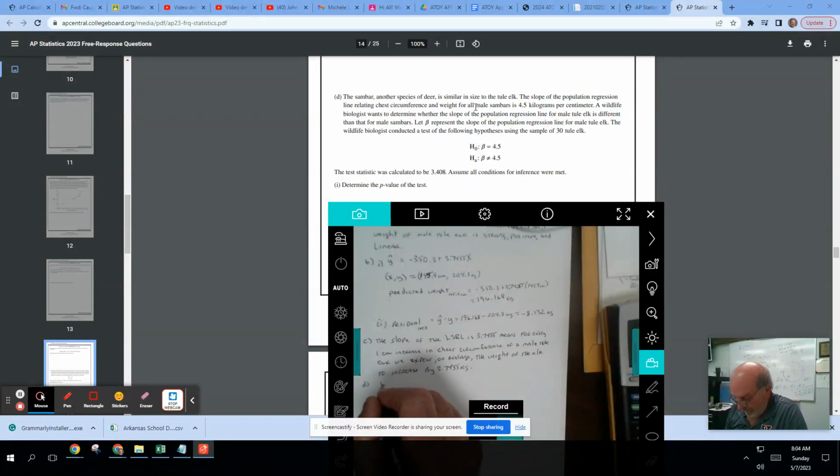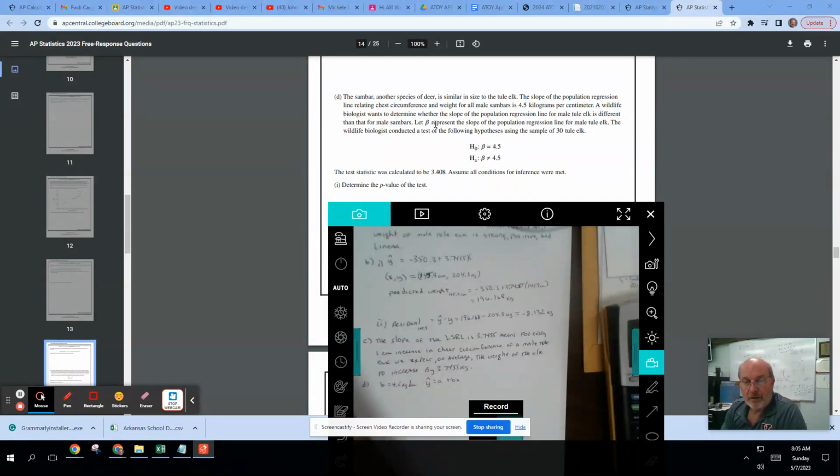So B in this case, for y hat equals A plus B times X, is equal to 4.5 kilograms per centimeter. A wildlife biologist wants to determine whether the slope of the population regression line for male tule elk is different from that for male sambars.